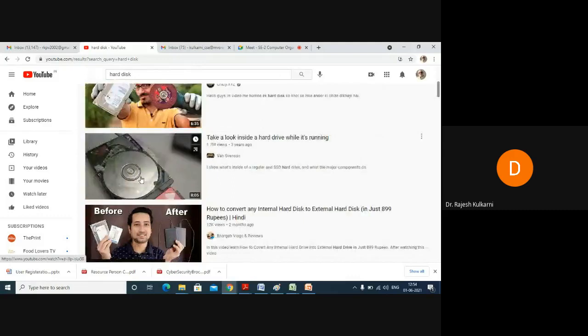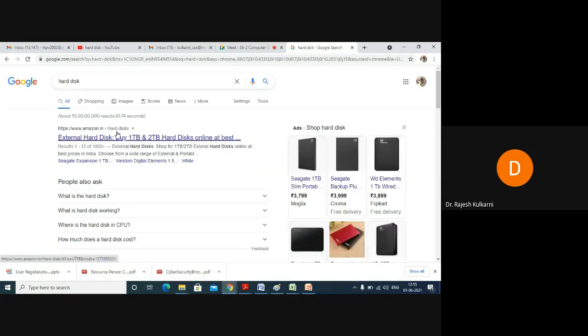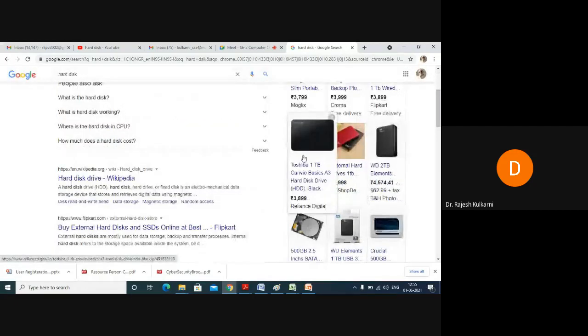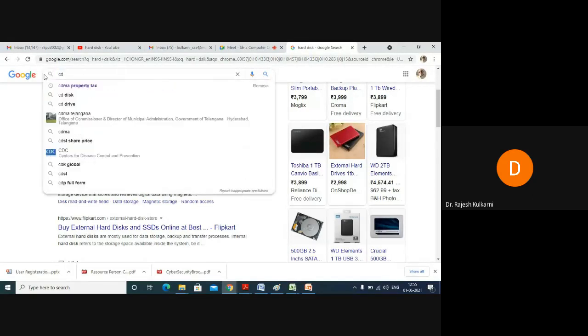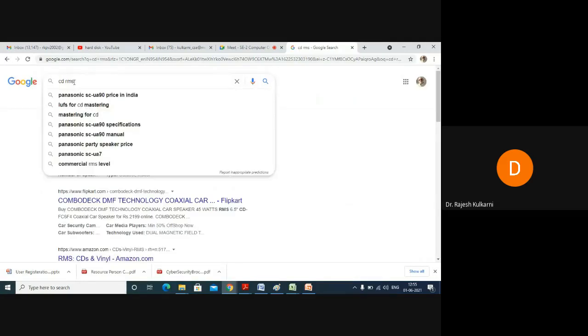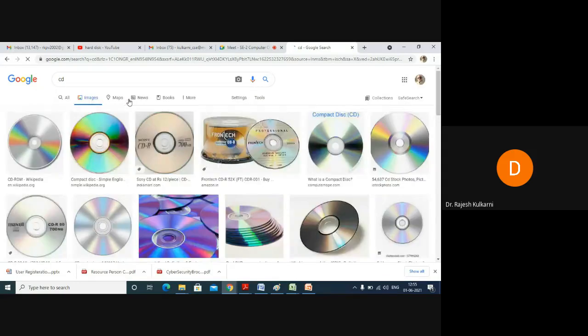I'll try to show you with the help of an image also. As you can see here, Seagate, 1 terabyte, and some other companies, Toshiba. So these are all the hard disks which you have seen. But if I ask you, have you seen the CD-ROMs? Also you'll say yes. Have you seen these CDs? Yes, sir. Yeah.